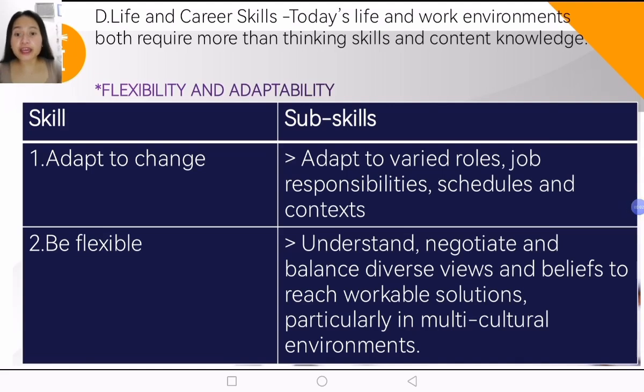Next is the life and career skills. So today's life and work environments both require more than thinking skills and content knowledge. For example, in the field of education, we have a certain model, which is the TPACK model: the content knowledge, the technology-based, and the pedagogical teachers. So we need to really possess all three, being a technological teacher, a content knowledge-based teacher, and a pedagogical teacher.